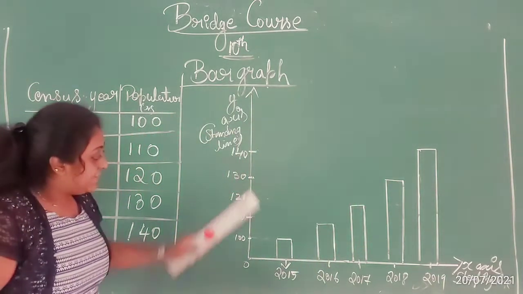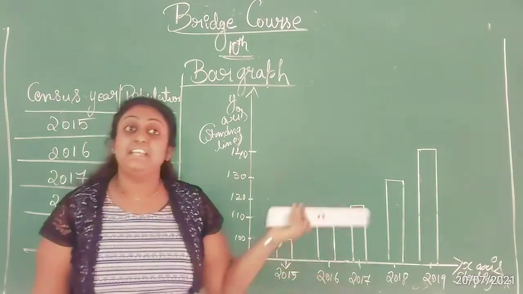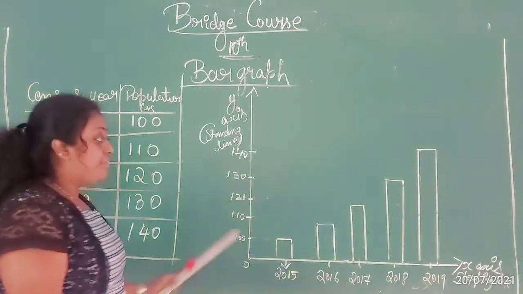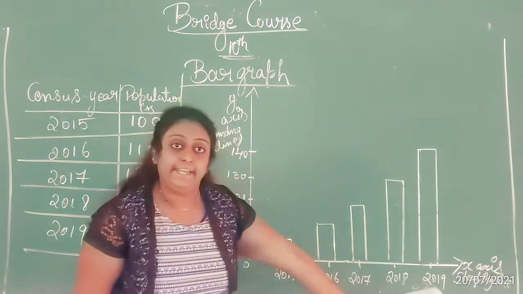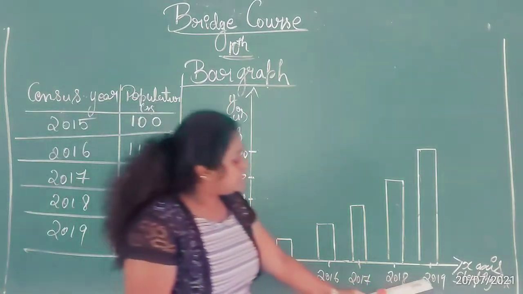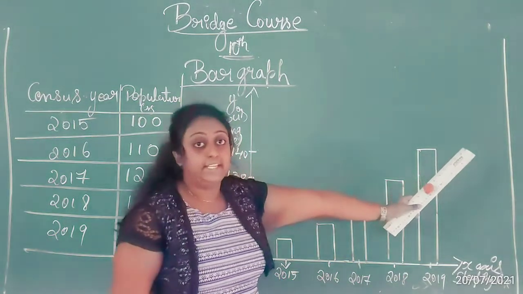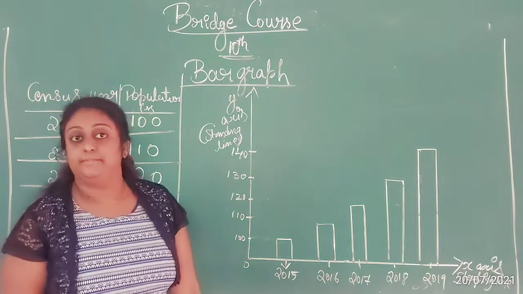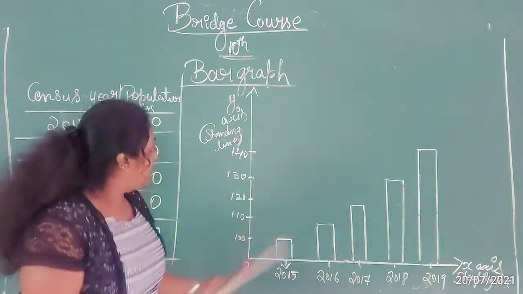Now, tell me, by seeing this graph, what can we understand? We can understand clearly that the number of population is increasing over the years, isn't it? See, 2015 only 100, but 2019, 140. So it's just going on increasing, not decreasing. You are getting it? I hope you all understand.